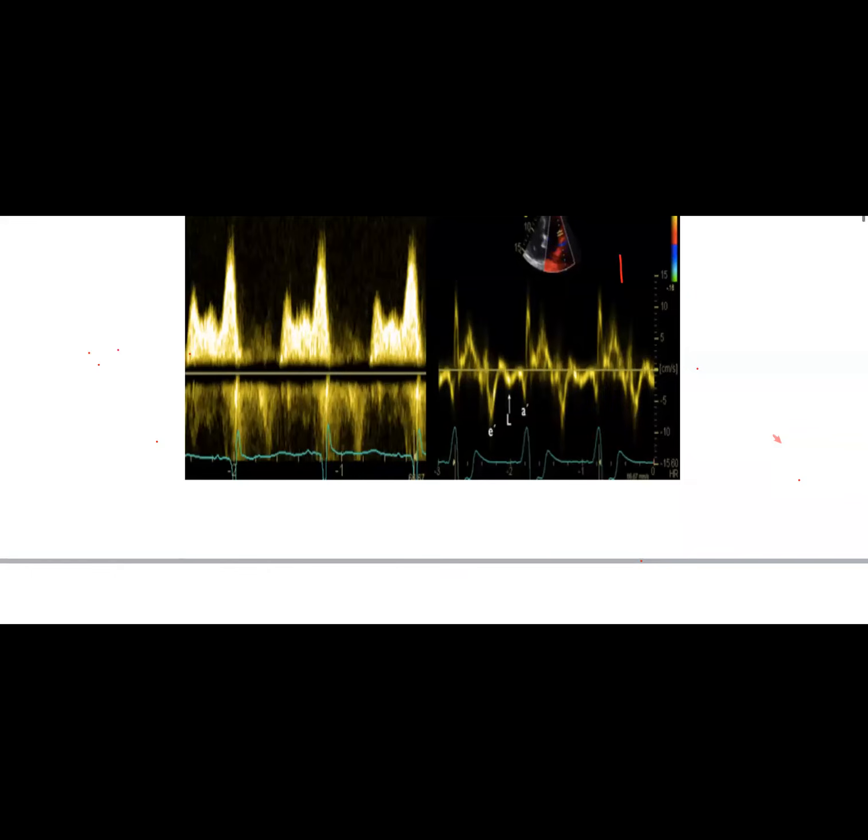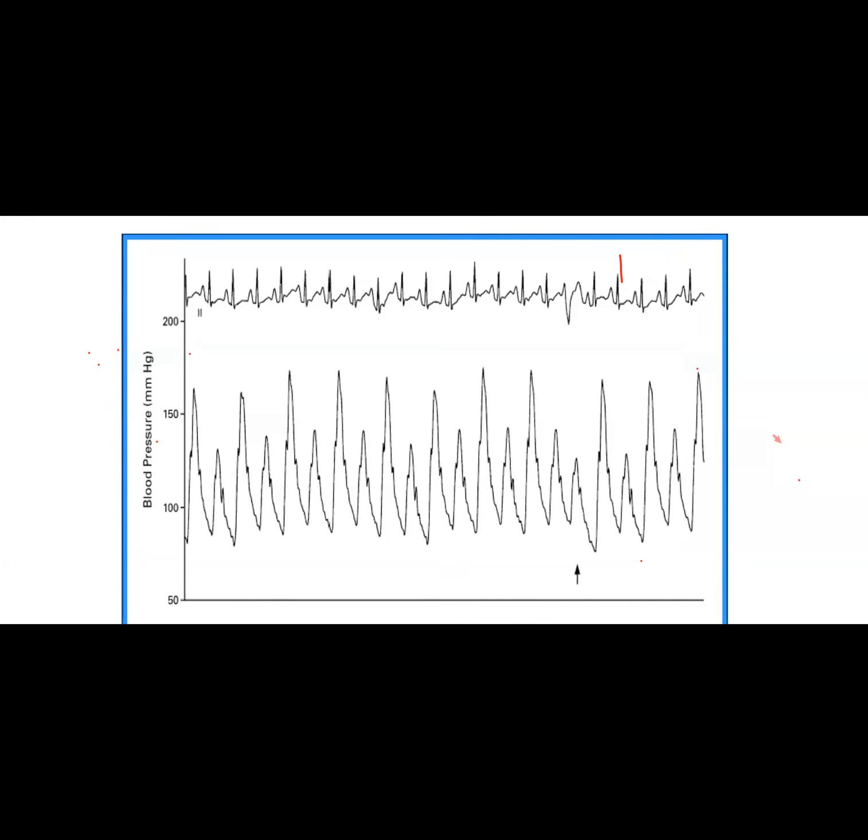I will just take the last one, which is this one, probably, or the other one. What do you think here? What is this? Aortic pulsus alternans, exactly. You remember we started our presentation with electrical alternans, and now this is pulsus alternans. It's a sign of what? Severe LV systolic dysfunction. Very good.